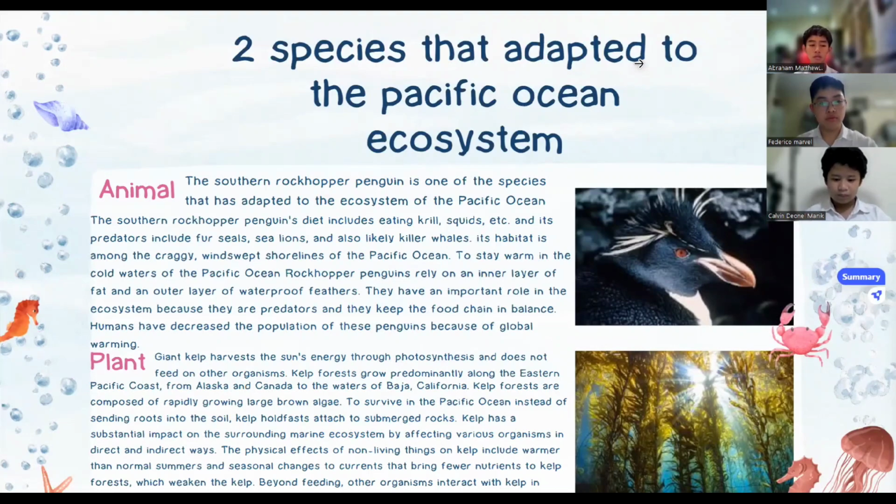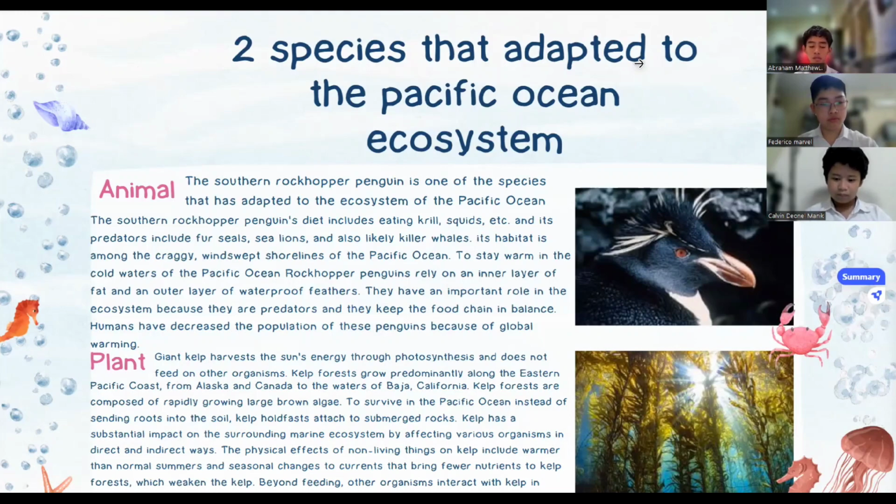To stay warm in the cold waters of the Pacific Ocean, these penguins have adapted to create an inner layer of fat and an outer layer of waterproof feathers. They have an important role in the ecosystem because they are predators, they consume and produce. They keep the food chain in balance. Humans have decreased the population of these penguins because of global warming and pollution.